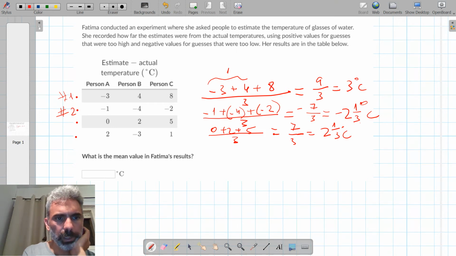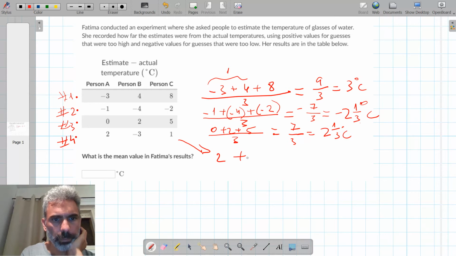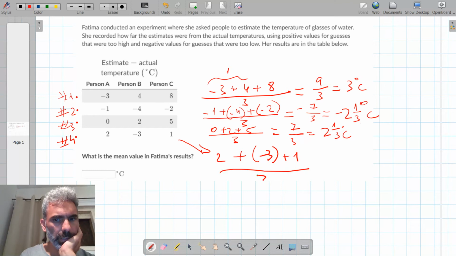And as for the last glass, this is glass number 4, so the last glass is 2 plus -3 plus 1. So -3 plus 1 is -2. Divided by 3. So here we have 0 divided by 3, which is 0.